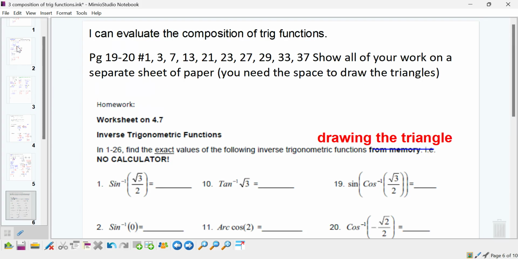Okay, so now your practice is selected problems on the next 2 pages. You need extra space to draw the triangles and the restricted quadrants and the not restricted quadrants. So grab a piece of computer paper or your notebook and try these.